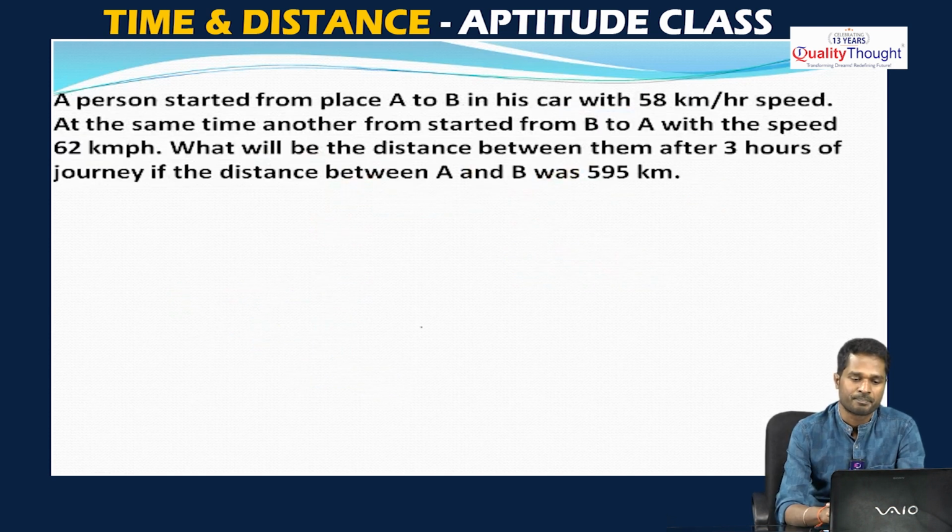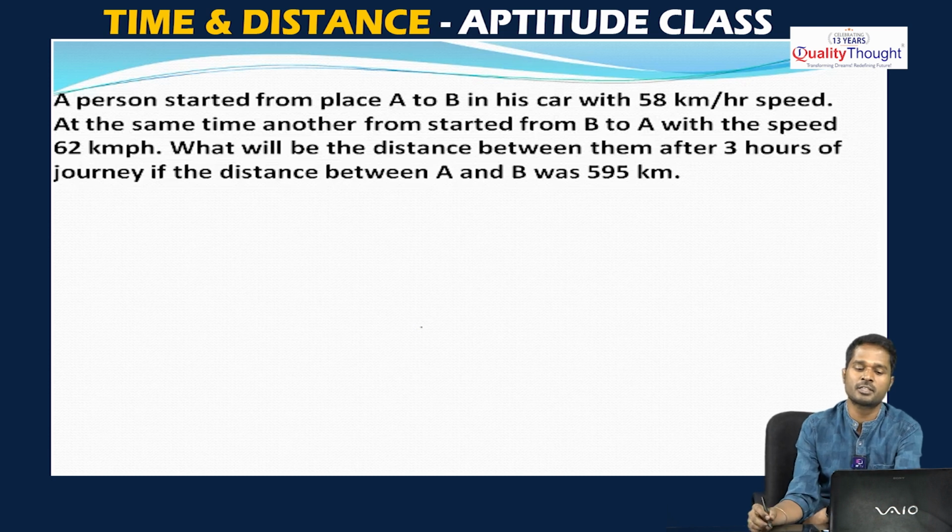The question says, a person started from a place A to B in his car with 58 kilometers per hour speed. At the same time, another person started from B to A with the speed 62 kilometers per hour. What will be the distance between them after 3 hours of journey if the distance between A and B is 595 kilometers?